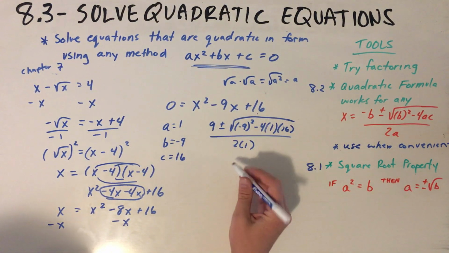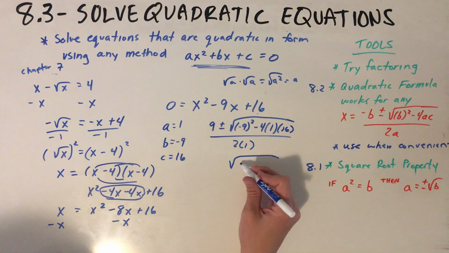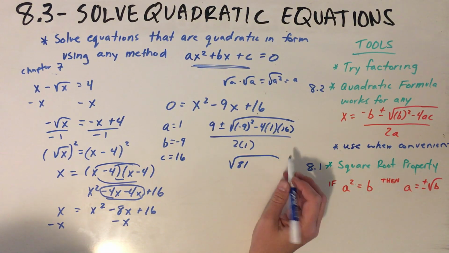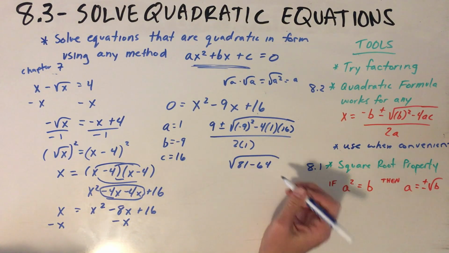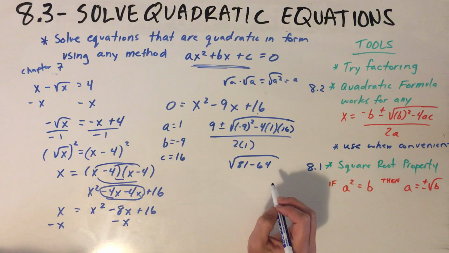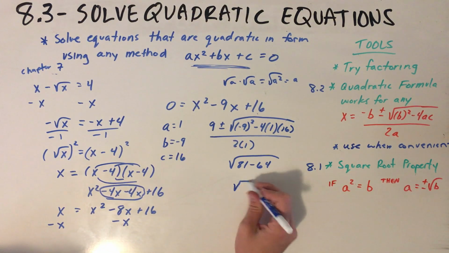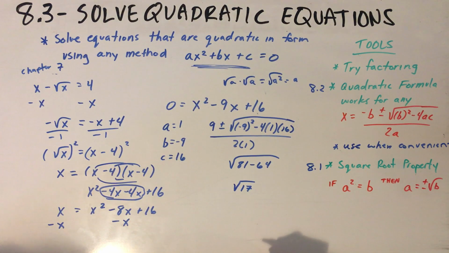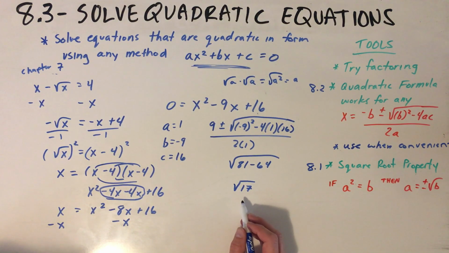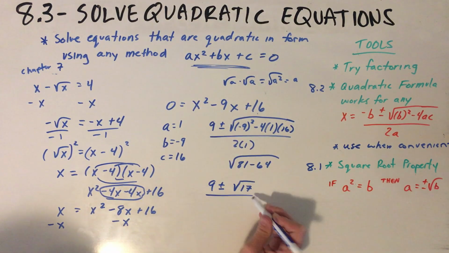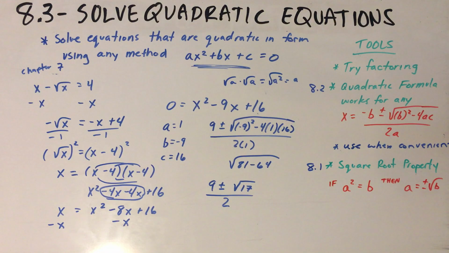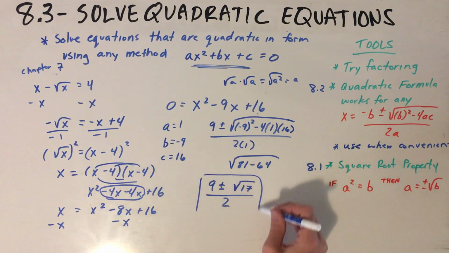Okay, I'm going to work under the square root first. So -9 squared is going to give me 81. And 16 times 4 is 64. So 81 minus 64 is going to give me square root of 17. This is a prime number, so it can't be simplified. I'm going to bring down the rest of this quadratic formula here. And since this can't be simplified and there's no common factors here, then this is the answer.